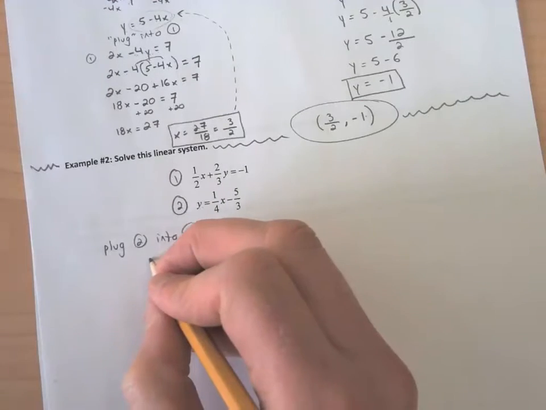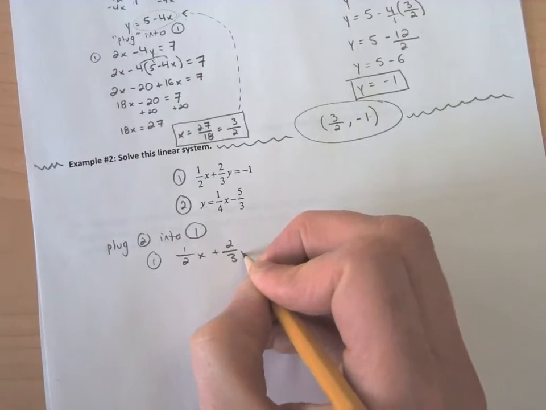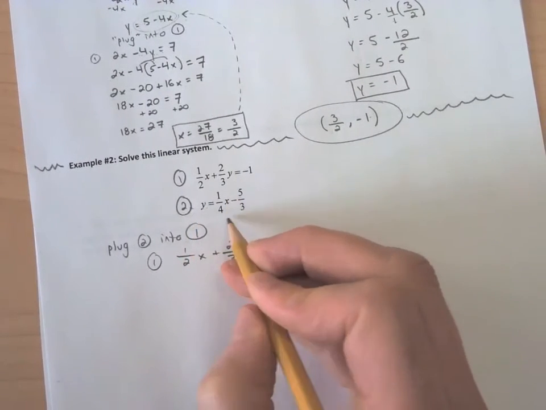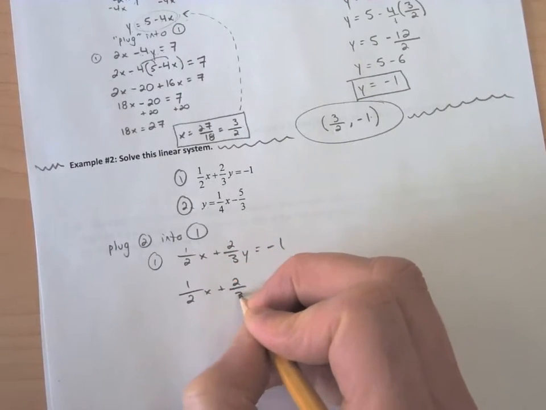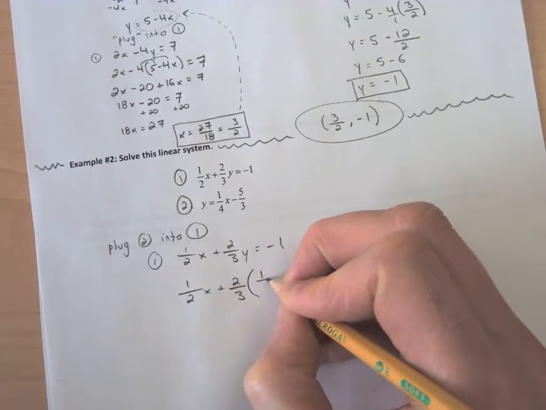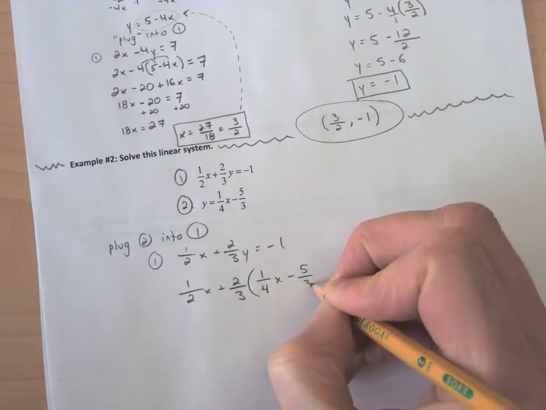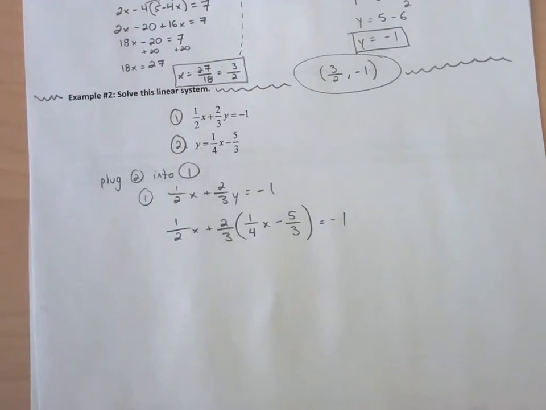Okay, so we have 1, which is 1 over 2 x plus 2 over 3 y equals negative 1. Instead of that y, we're going to write all this stuff. So it's going to be 1 over 2 x plus 2 over 3, and we're going to write 1 over 4 x minus 5 over 3, equals negative 1. So you can see it already looks really complicated.